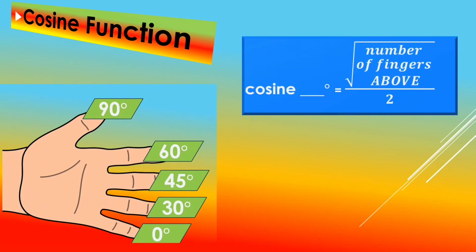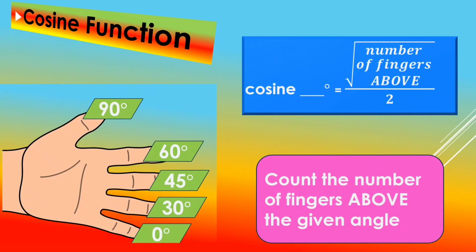Let's have the cosine function. So for cosine function, we have cosine of the given angle is equal to the square root of number of fingers above over 2. So you are going to count the number of fingers above the given angle.